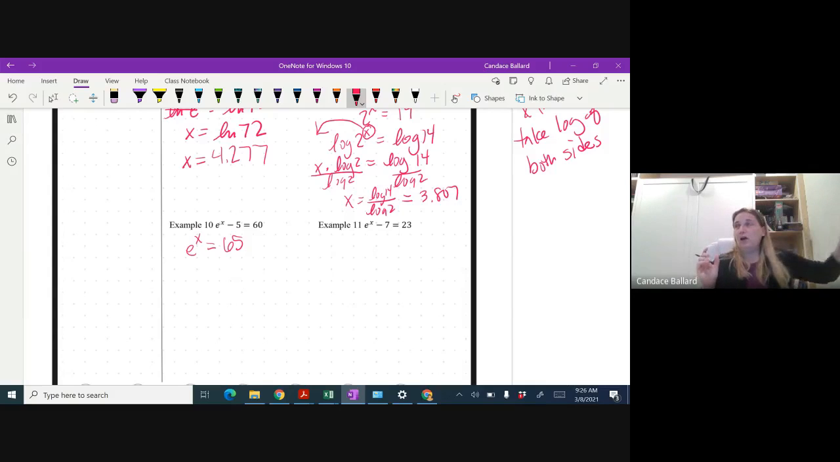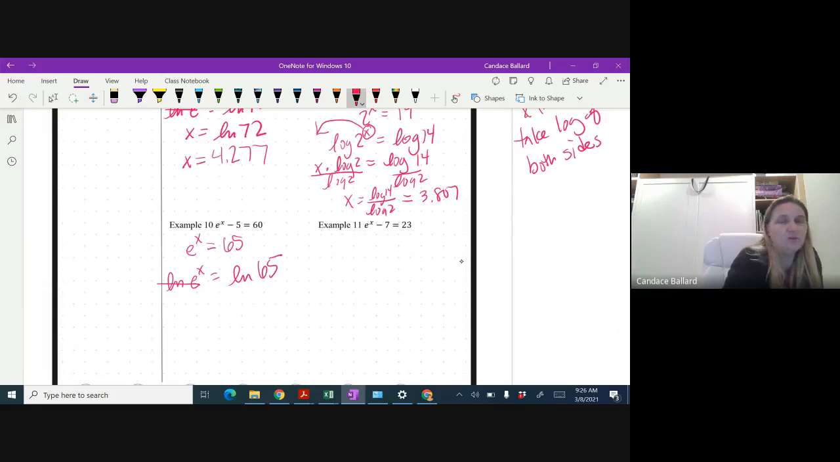Am I going to use log or am I going to use natural log? Can you tell me that in the chat? So log or natural log? All right, nice work. We see an e, we're going to use a natural log. So the natural log of e to the x equals natural log of 65. The e and the natural log cancel because we planned it that way.